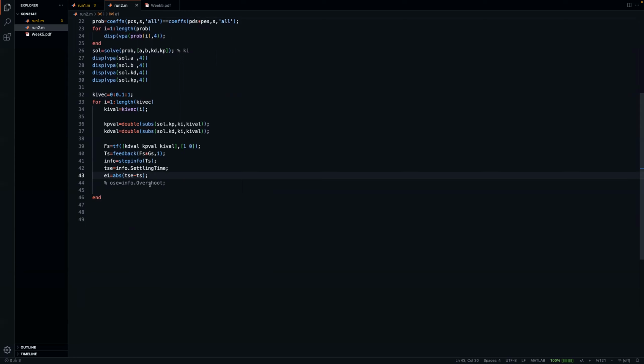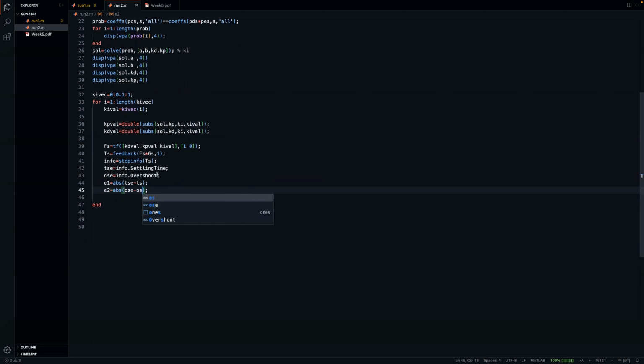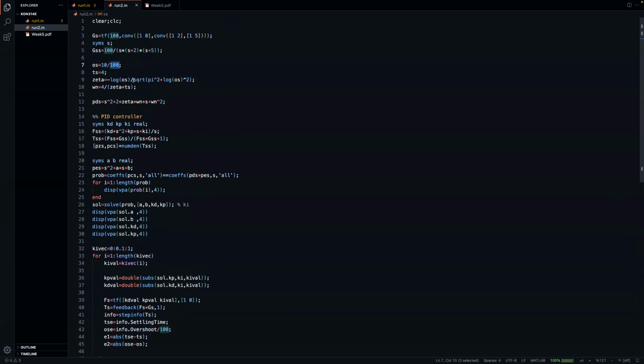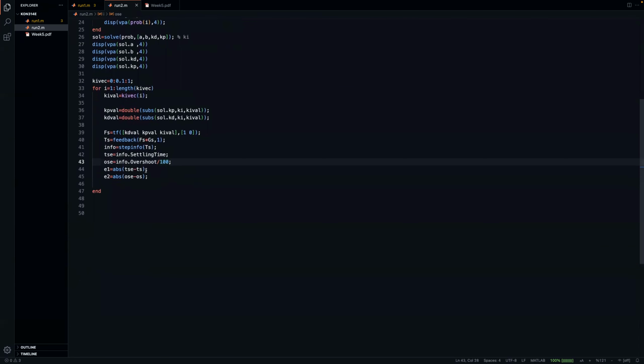But the problem here is that I have E1 and E2. Basically, we have a multi-objective design here. So that's a bit of an issue. So this would be E2. There would be the possibility of having OSE and OS difference. By the way, I'm storing it divided by 100 like a fraction, so I'm just going to divide it by 100 to match that. So now my issue is that I have E1, which should be minimized, and E2, which should also be minimized. And they should be minimized simultaneously.